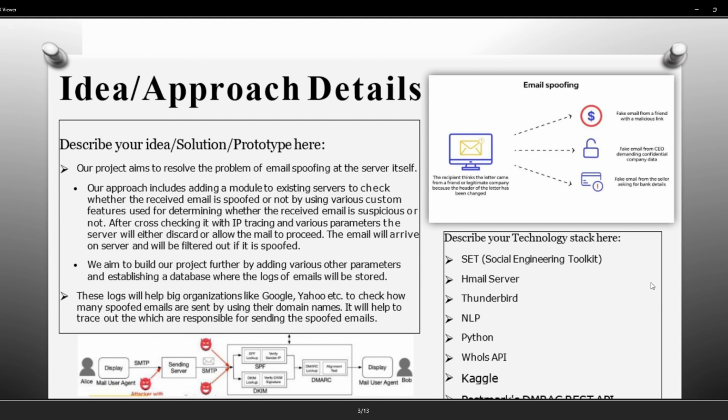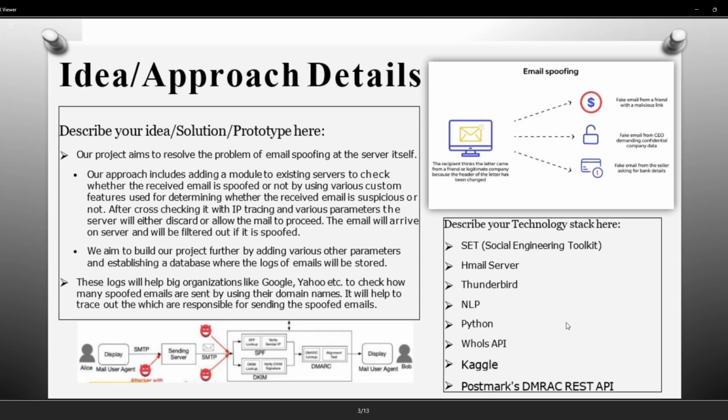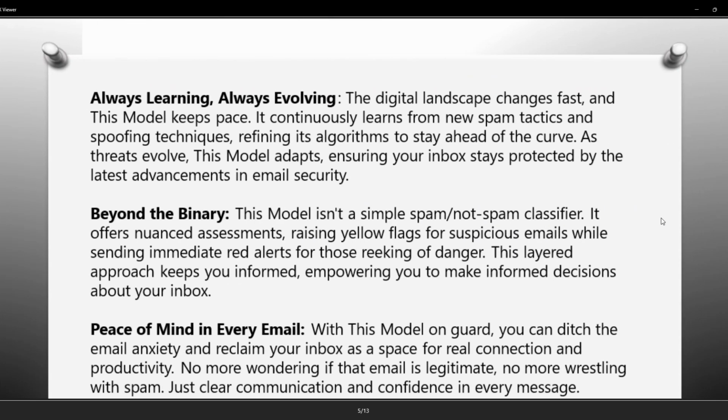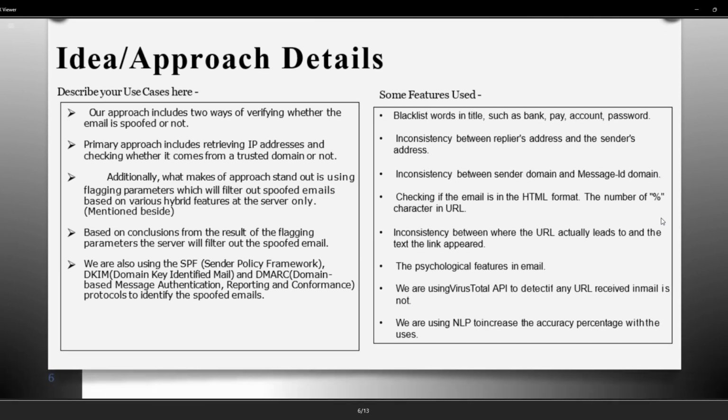We'll be using some technologies like React, HTML, Server, Thunderbird, NLP, Python, Host API, Kaggle, and DMARC REST API. So next, some key features of our design: it can also detect spam, it can also detect malicious keywords and bad grammar, and it will obviously be detecting spoofing. And it's always a learning and always evolving model. And these are some key features.